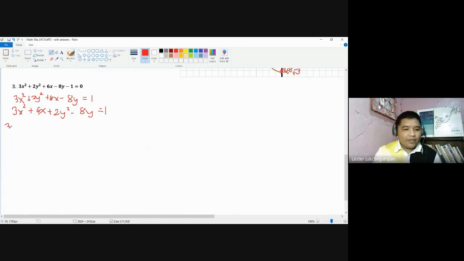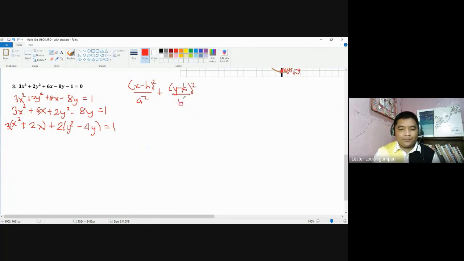And then factor out the common number. So you will have here 3x squared, and then factor out 3, you will have 2x. And on the other side, factor out 2, and you will have y squared minus 4y, and then is equal to 1. Factor out the coefficient because our goal here is to complete the square, because by completing the square, we will reach the expression x minus h over a squared, or b squared, depending on which is the larger value, and for the y as well, like this. Do not forget that this is our goal.